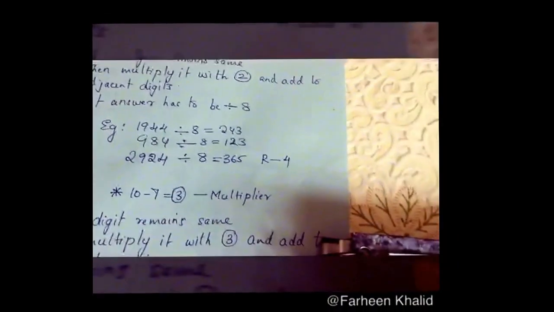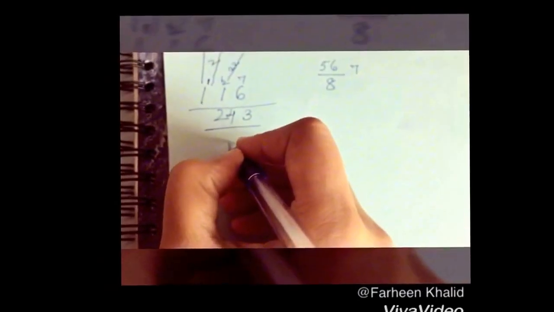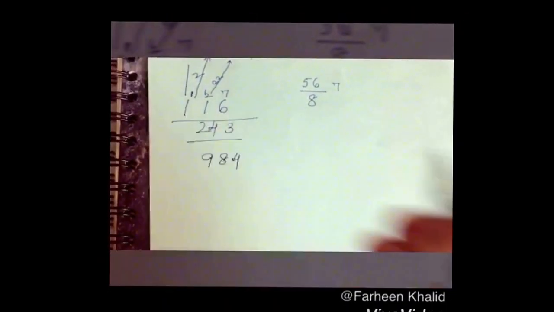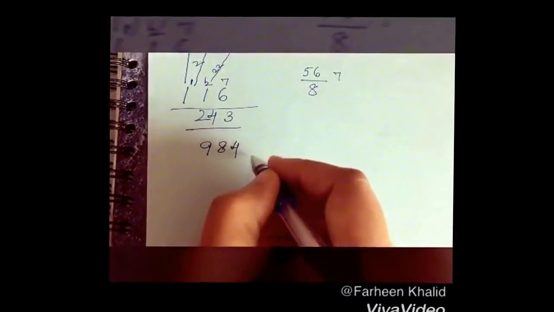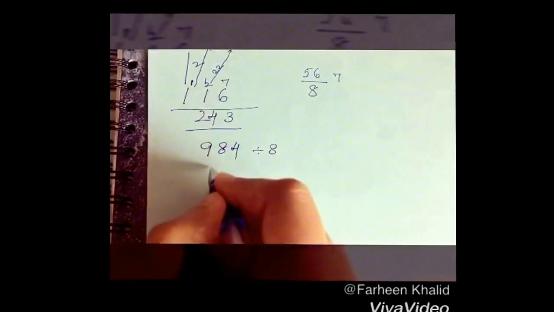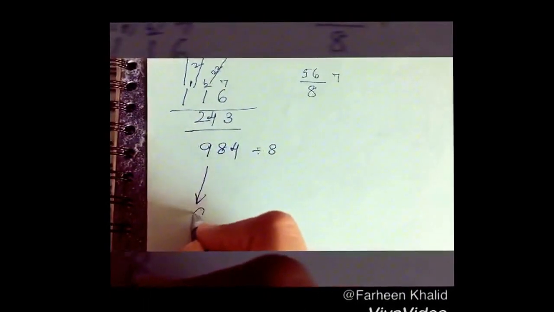Now let's take the next example, which is 984 divided by 8. So what we do here, we put the 9 as it is.